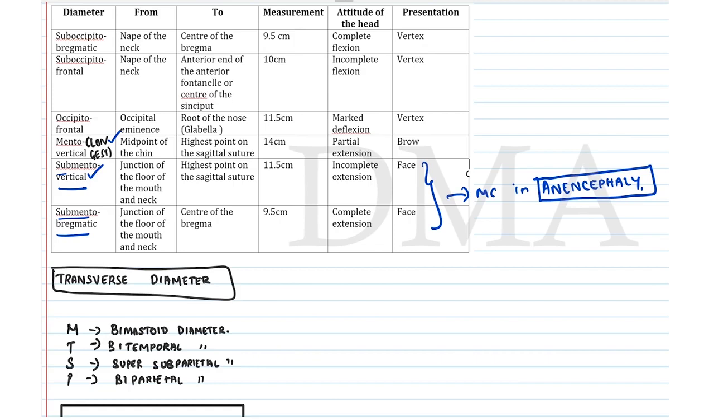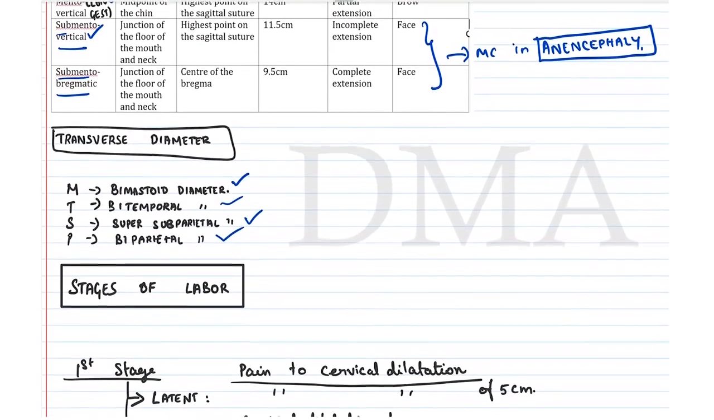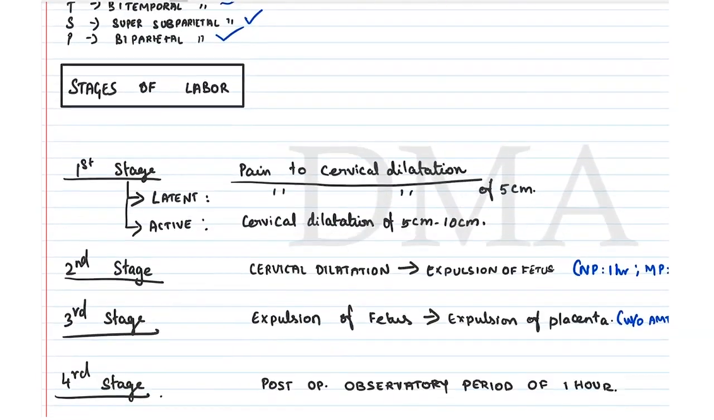Okay. So the next important diameters are your transverse diameters, that is MTSP, bimastoid diameter, bitemporal diameter, supra-subparietal diameter, and biparietal diameter. These are your four transverse diameters.